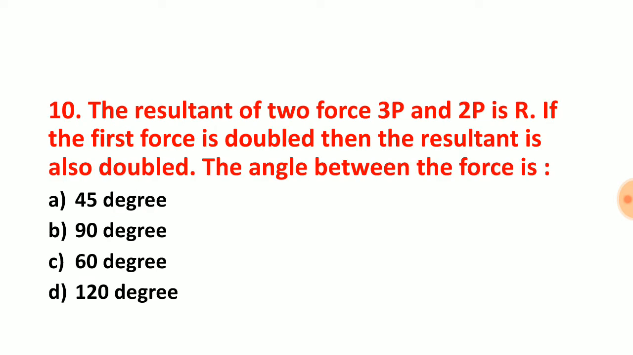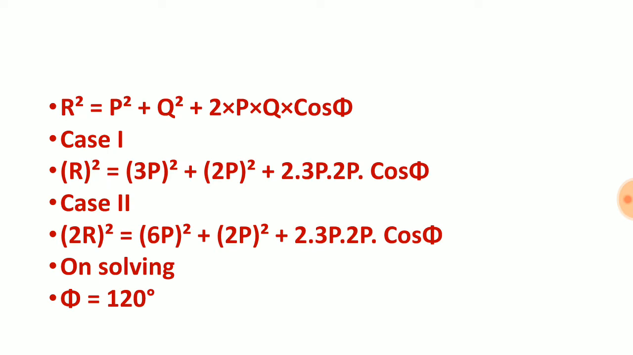The resultant of two forces 3P and 2P is R. If the first force is doubled, then the resultant force is also doubled. The angle between the forces is, this is also easy. This is from the resultant formula, triangle law of vectors of class 11. If you know this relation, you can easily find this. R square is equal to P square plus Q square plus 2PQ cos theta, or R is equal to root under P square plus Q square plus 2PQ cos theta.